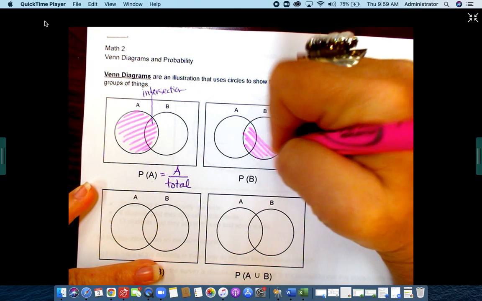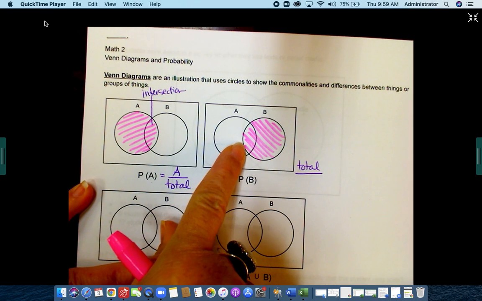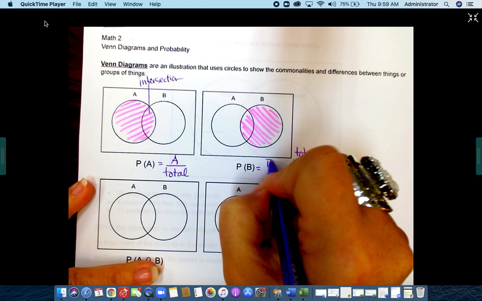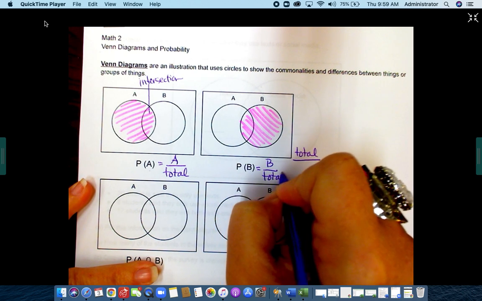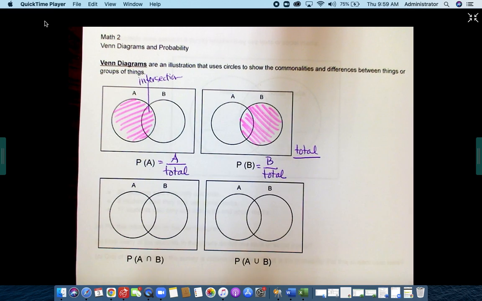For the probability of B, you can probably guess that it's similar. It's all the data represented here in B, including here in the intersection, divided by total. So we'll put that equal to B over total. And of course, by B, I mean the number of numbers you see. Okay?